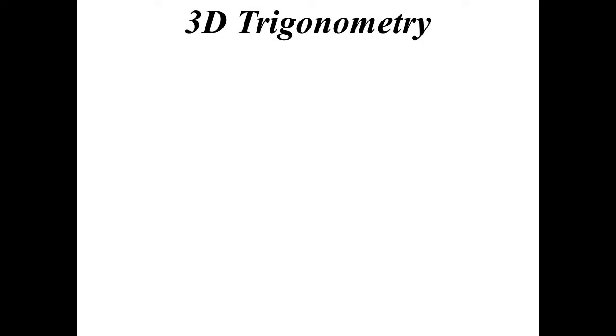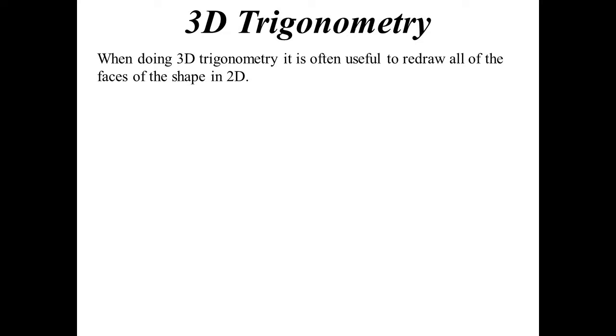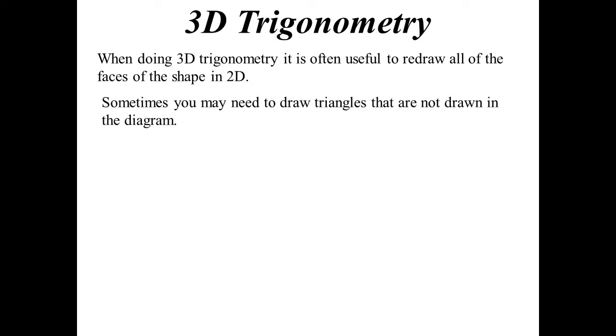So now we're going to have a look at three-dimensional trigonometry. Now, often when you're doing 3D trig, it's really hard to get your head around the picture. So I find it useful to redraw the faces of the shape in 2 dimensions, and then I can just see a nice 2-dimensional shape. Sometimes there might be triangles that aren't actually in the diagram that you need to draw. So, all right, how do you find the angle between a line and a plane?